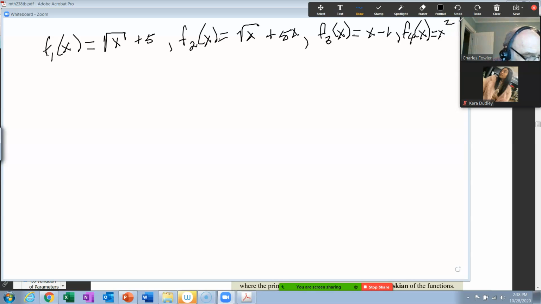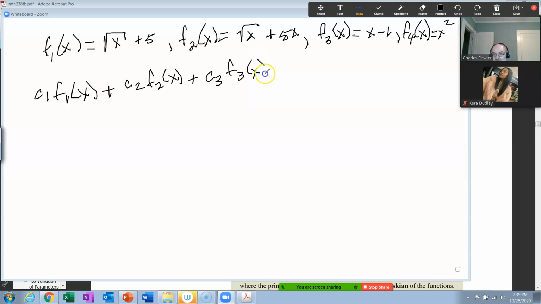Now it says it's linearly dependent on the interval. Now I'm going to show you how you can determine that. Remember, what do we mean by linear dependence? That means there is some set of parameters, C1, C2, C3, and C4, such that C1 times f1 of x plus C2 times f2 of x plus C3 times f3 of x plus C4 times f4 of x is equal to 0 without all four of those c's equaling 0.